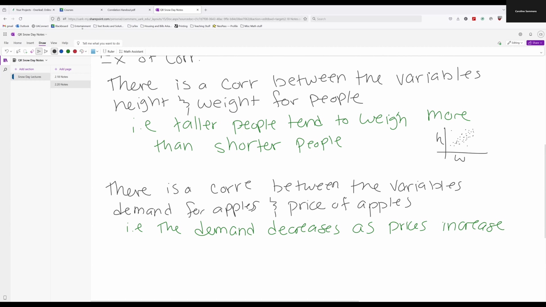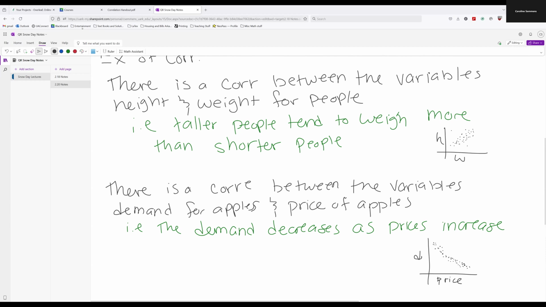So then for the picture on this one, we're going to have price, and we're going to have demand, which I'm going to write as a D. And so when the price is really low, the demand's going to be pretty high. But as the price gets higher, people are going to be buying less and less. So we're going to have something like this, maybe. And I'm just doing some random dots to give an idea.